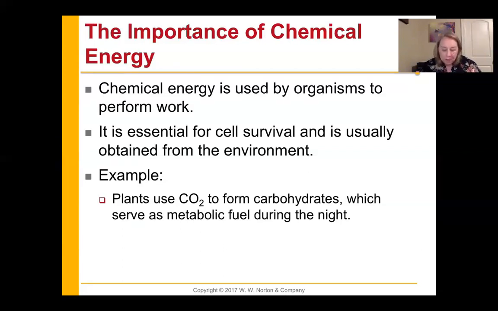And usually we get them from the environment, right? So plants can use carbon dioxide and carbon fixation to form carbohydrates, and they use light energy to fuel everything. But then what happens at night? Well, those carbohydrates are then broken down and serve as their metabolic fuel during the night, which is exactly what happens in us all the time because we're non-photosynthetic. So we just eat the carbohydrates that the plants make, or other biomolecules, and we use it as our metabolic fuel for anaerobic respiration. So what we do, plants also do just at night.